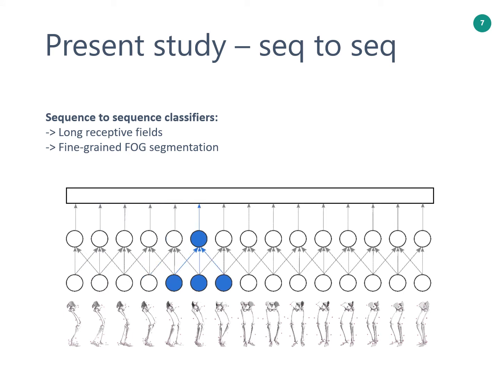Therefore, we treat freezing detection as a sequence-to-sequence classification problem where deep learning models are used to generate a label for each single input sample. Thus, if we operate at a sample frequency of 100 Hz with motion capture, we generate a label for each single millisecond, thus allowing for very fine-grained freezing segmentation.